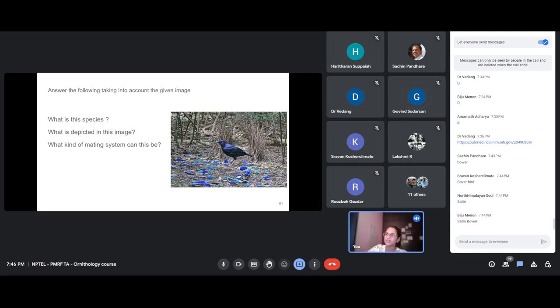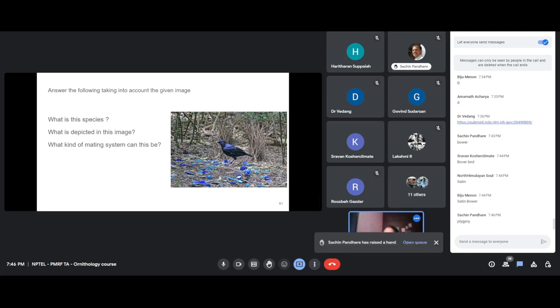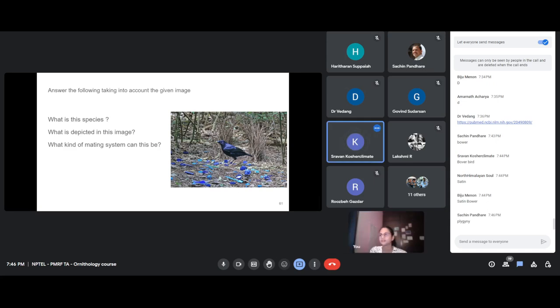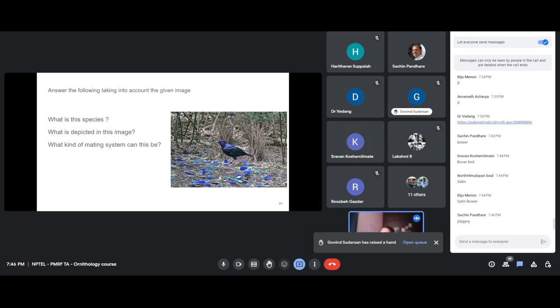Yeah, one second, Govind. I think Sachin and Shravan had their hands raised. Anything from both of you? Yeah, Sachin. Yeah, sure. I was about to say the same answer that Lakshmi was saying. This mating system is polygynous, wherein multiple females may have the same male partner. Right, okay. Sure, yeah, that's correct.